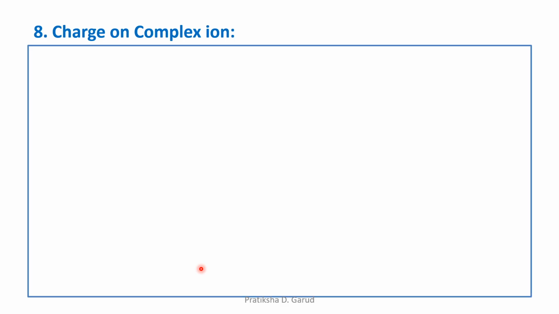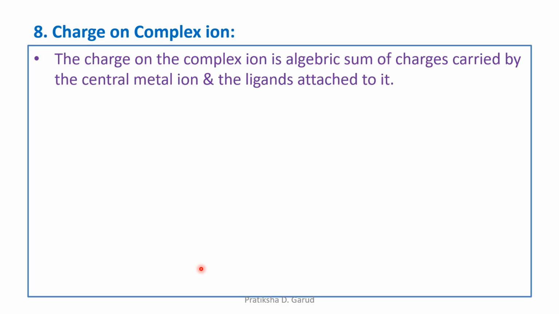First of all, we have to study the term charge on the complex ion. So what is a complex ion? A complex ion is a formula written in a square bracket, and on the square bracket it may have some charge, which may be positive or negative. So we can say that the charge on the complex ion is the algebraic sum of the charges carried by the central metal ion and the ligands attached to it.